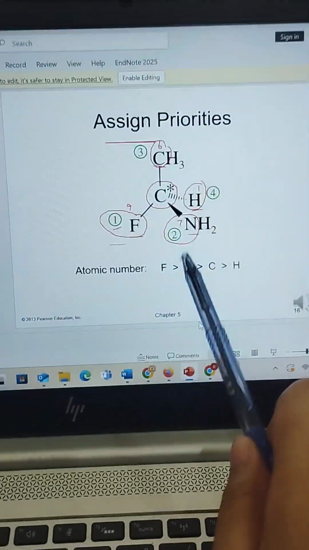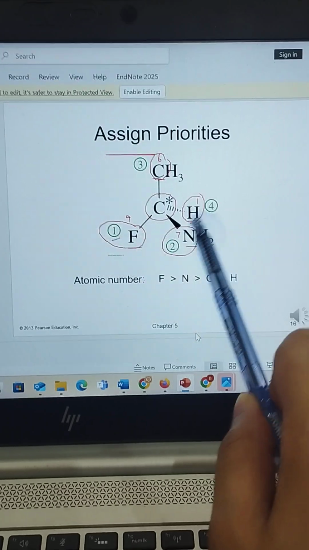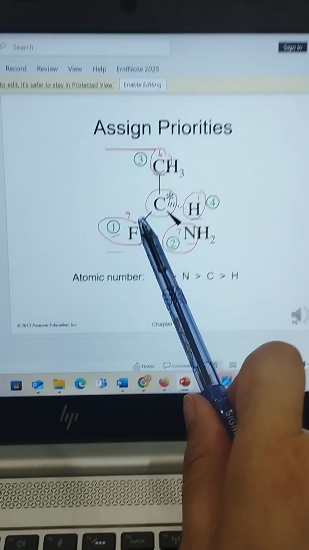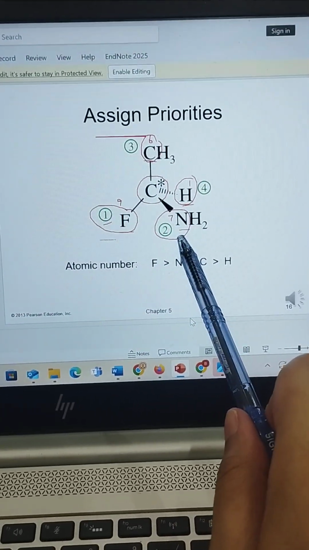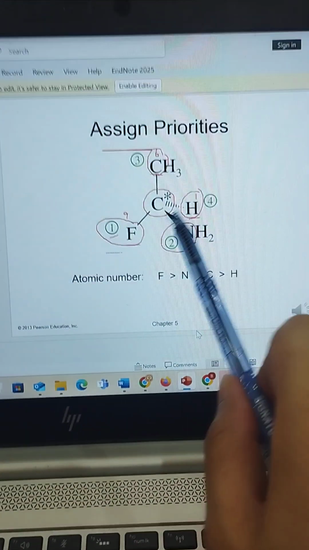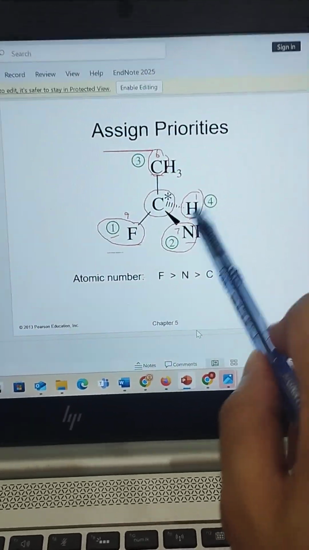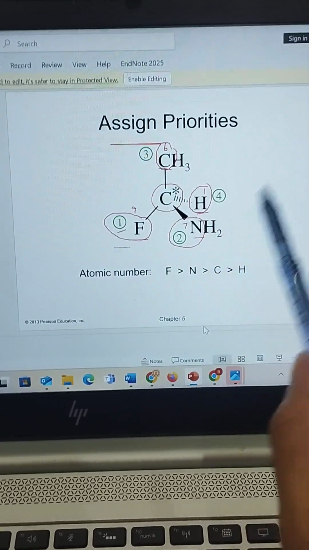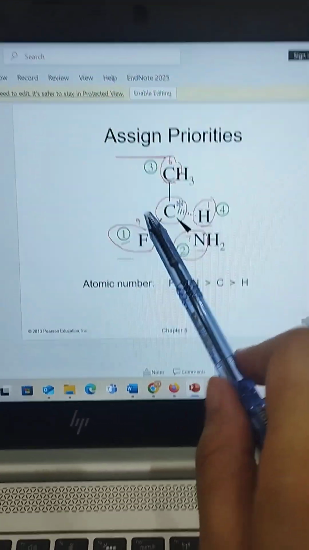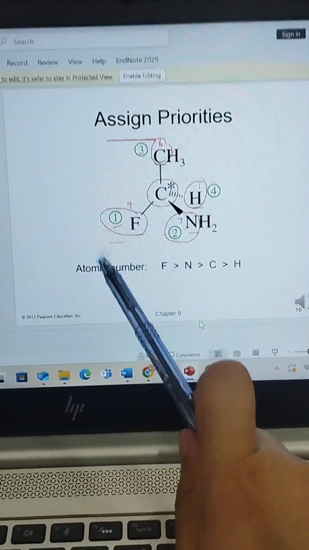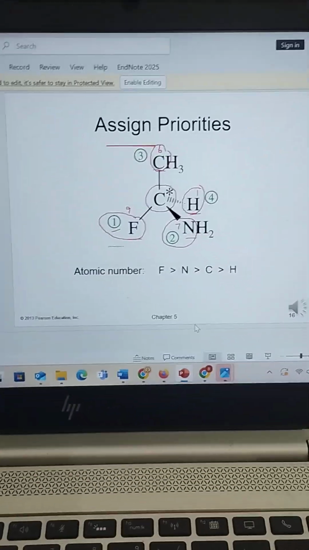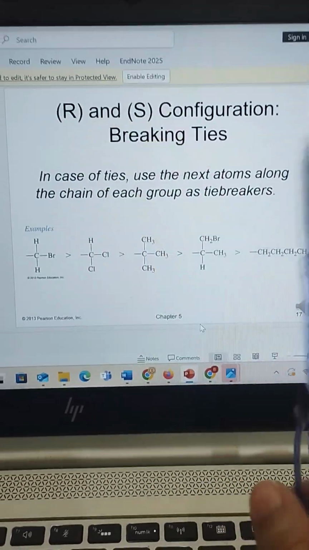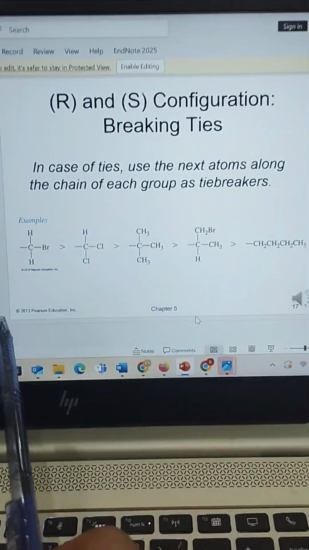So 1, 2, and we will not see the secondary attachments, we will see the primary attachments. The primary attachment is fluorine, the primary attachment is nitrogen, the primary attachment is carbon, the primary attachment is hydrogen. The secondary attachment is the further two hydrogen atoms attached to the nitrogen atom. We will see it later. First we will see the atomic number of the primary attachment. So 1, 2, 3, 4, we will assign the numbering.